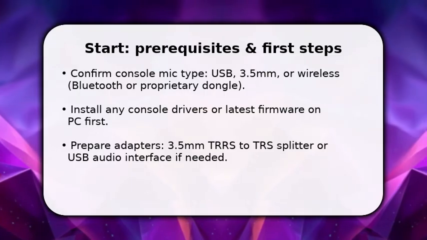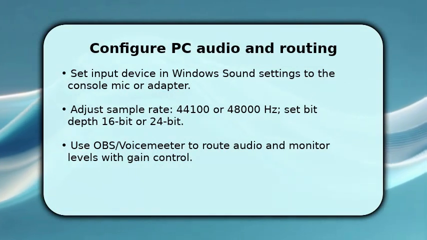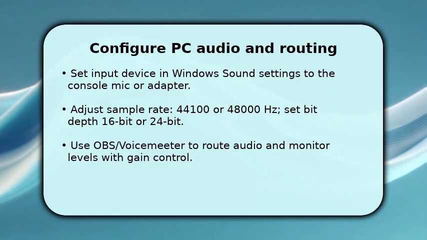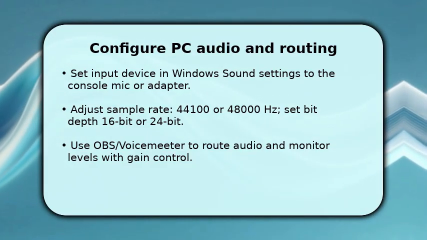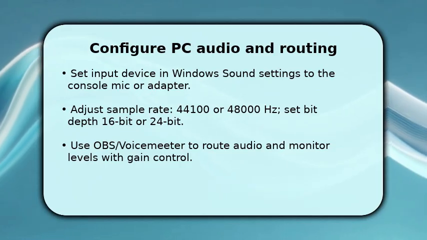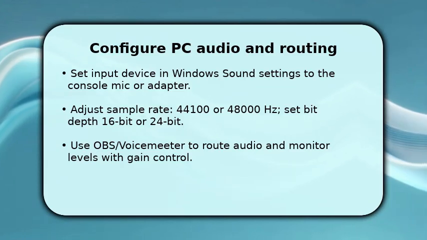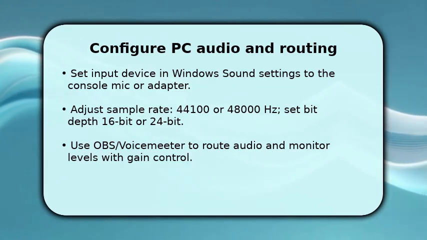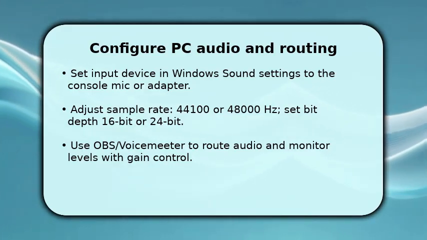Now configure audio routing so the mic behaves like a PC device. Open Sound Settings and select the console mic or USB adapter as the default input. This tells apps where to record from. Then adjust sample rate to 44,100 or 48,000 Hz and choose 16-bit or 24-bit for stability. If you need mixing, open OBS or Voicemeeter to route the mic into streams or records.